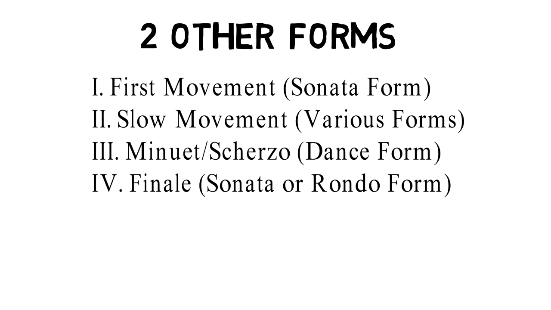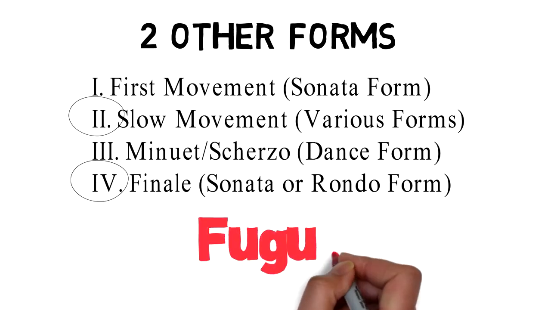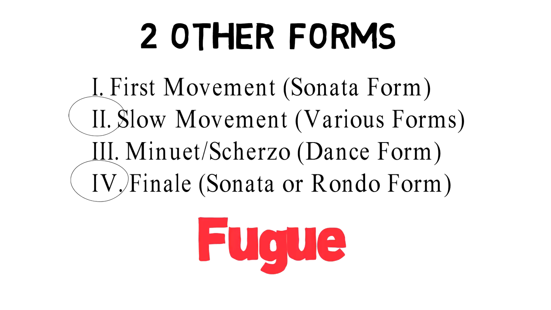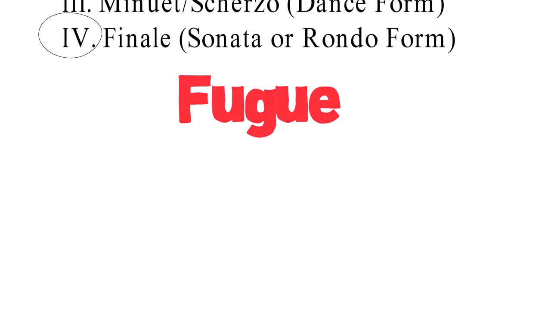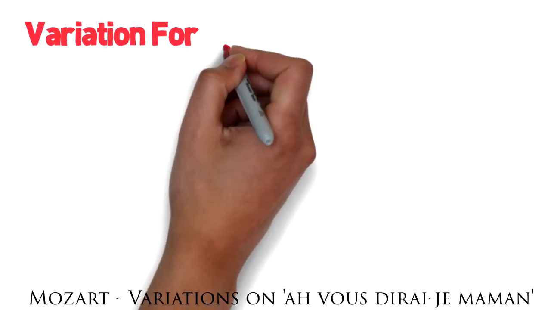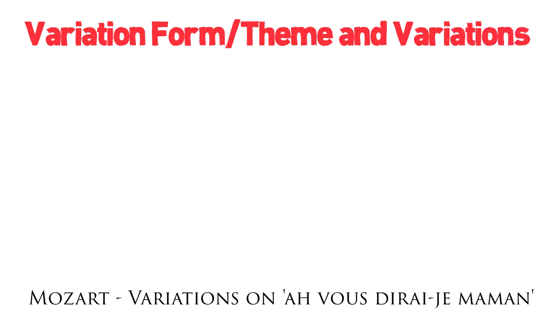Finally, there are 2 other forms which might appear in a sonata, either in the position of the slow movement or the finale, and these 2 forms are radically different from any of the others we've looked at. The first is the fugue, which is very rare in a sonata, but is an incredibly important form in the history of music, and so I'll give the fugue its own separate video. The second is much more common, variation form, sometimes called theme and variations.